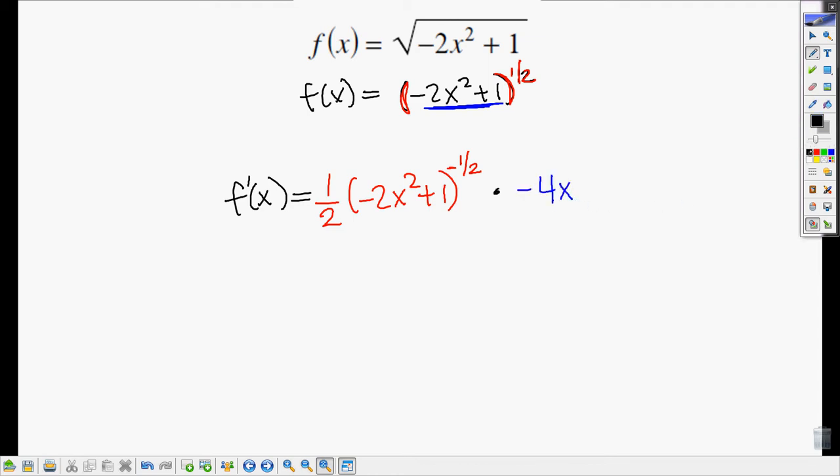Okay, we can do some minor algebra cleanup. So this negative exponent is going to drop to the bottom, and then negative 4 divided by 2 would be a negative 2x over negative 2x squared plus 1 to the 1/2.